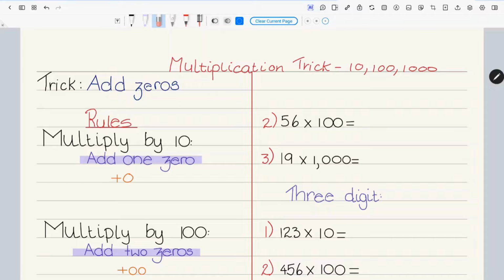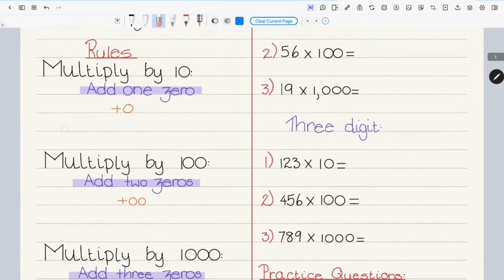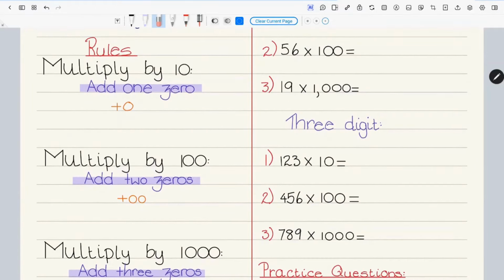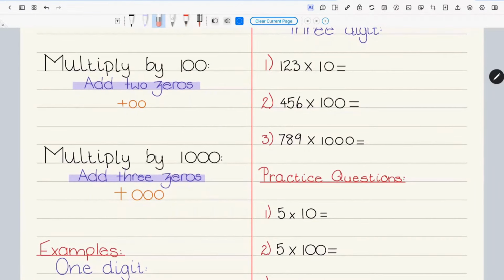Today we're going to tackle a super simple but super important math concept: multiplying by 10, 100, and 1,000. The trick to this super cool trick is all you have to do is add zeros. Now here are the rules. When you multiply by 10, you add 1 zero. When it comes to multiplying by 100, you add 2 zeros. And when you multiply by 1,000, you add 3 zeros.